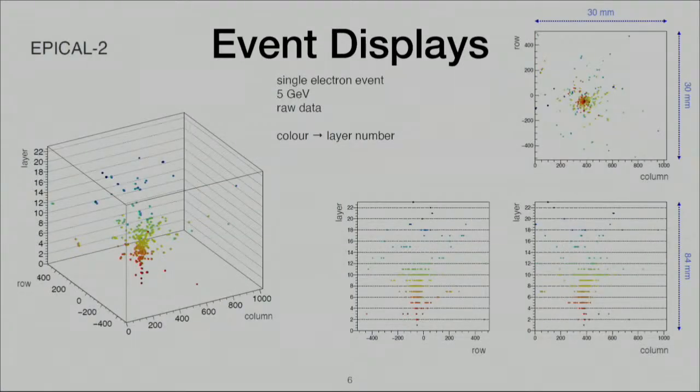And this, of course, earlier was just a very small part of a shower. Now this is a picture of a single event display of a full shower at 5 GeV. So you see here a 3D view from the side. The color coding is the depth, so the layer number. The electron comes in from here, and then showers in the detector. And here you see the different projections from the front and then from the two sides. So you maybe get an idea of what kind of information content you have that you can work on.